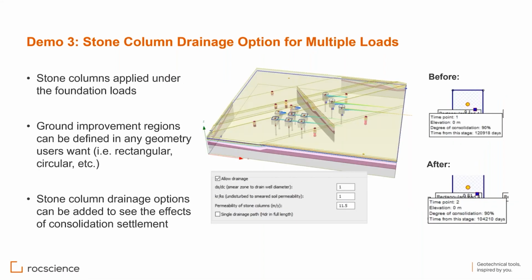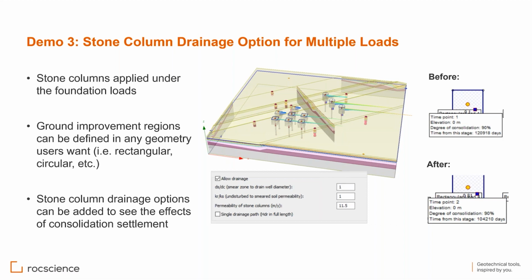The third case that I'll be covering is stone column drainage with multiple loads. This example covers multiple foundations applied in the model. We'll be going through how soil is created with the section creator, something that we've introduced in the past, and how users can define the geometry of the soil, which can be extruded in 3D view.